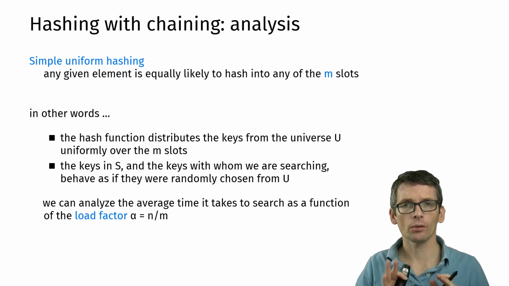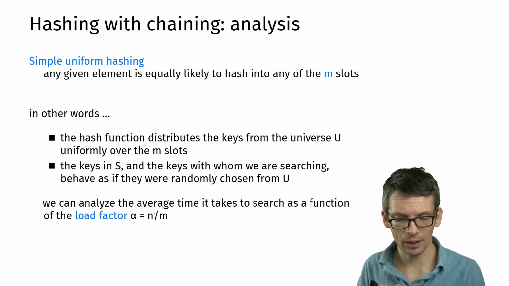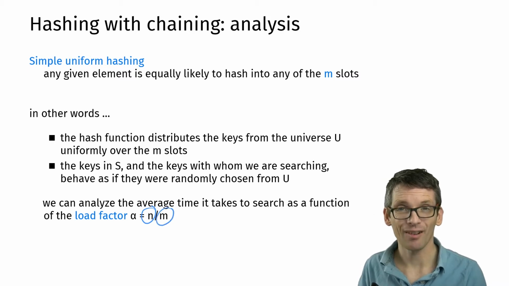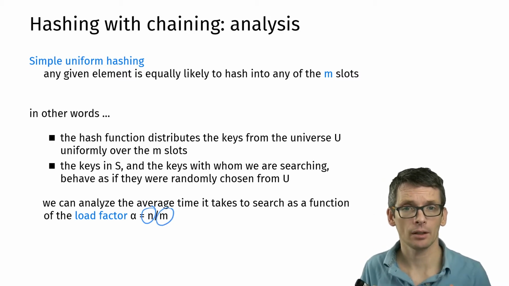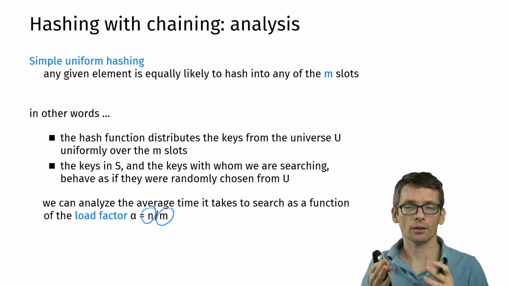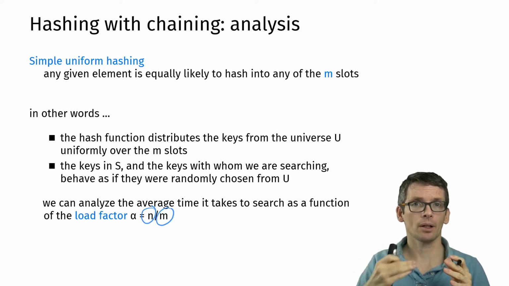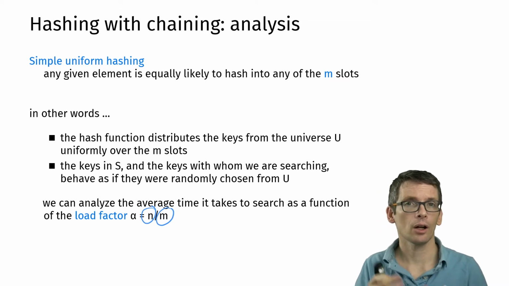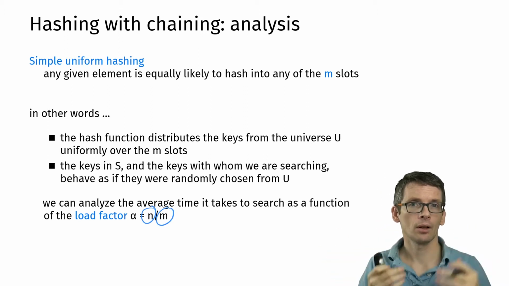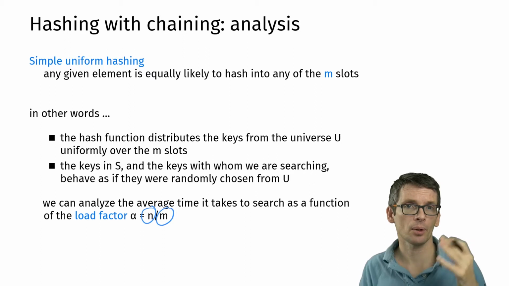So what is the load factor of a hash table? That is simply how full it is. And that is number of elements divided by table size. So a load factor of 1 means that on average I have 1 element per cell. A load factor of 1/2 would be roughly an element per every second cell.